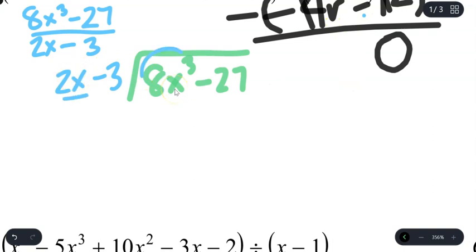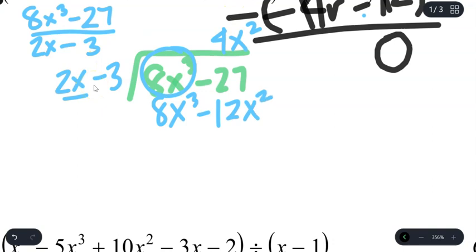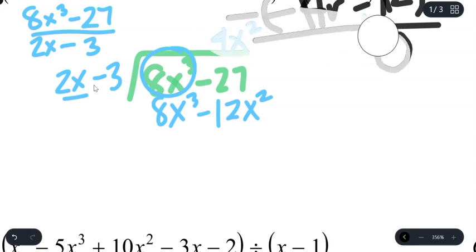So how do I change 2x into 8x cubed? Well, I multiply it by 4x squared. So 4x squared times 2x is 8x cubed. And 4x squared times negative 3 is negative 12x squared. Uh-oh, I don't have any x terms. Not only that, I don't have any x squared terms. When you have a division problem like this, you have to establish placeholders. And here's what we're talking about with placeholders.